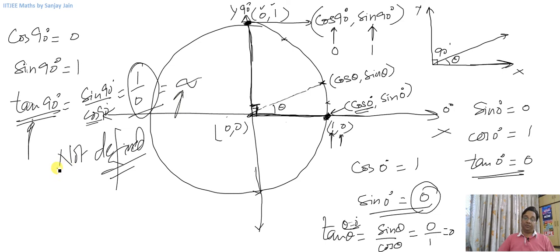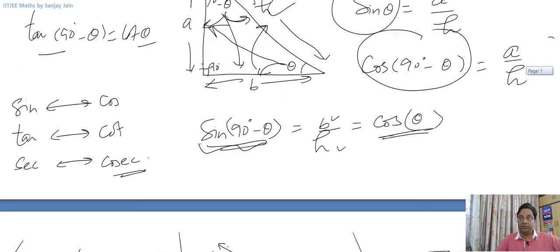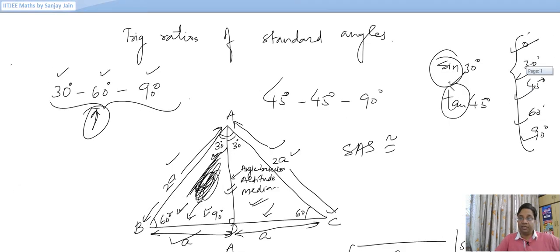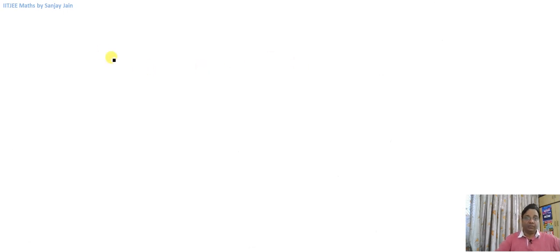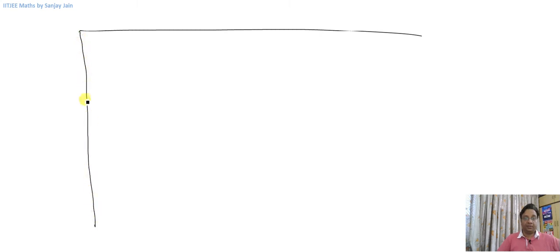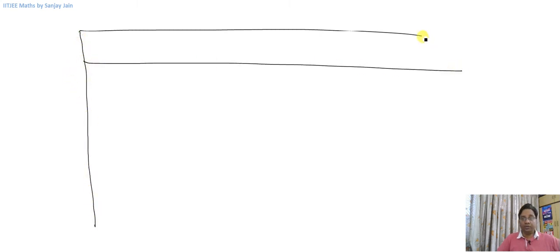Or if you want to say it correctly, if you want to be very correct mathematically, you will say not defined, right? At the level of your 10th class, it may be written as infinity also. Okay, so now you know the values of standard angles. So let us jot down these values at one place and make a little table to memorize these values.